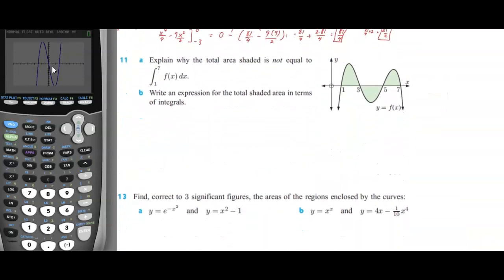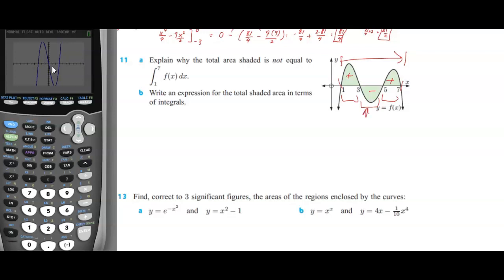Number 11: explain why the total area shaded is not equal to the integral from 1 through 7 of f of x dx. The problem is these two parts are positive and this part is negative, and they're going to cancel each other out, right? So you can't just integrate the whole thing from 1 through 7 in one shot. Write an expression for the total shaded area in terms of integrals. So we need to break it up into this section, and this section. The sections 1 through 3 and 5 through 7 can be straight up integrals.